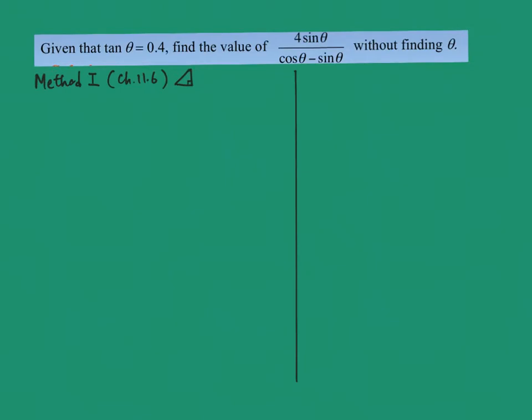I'm now going to use two different ways to solve this problem. For method 1, that is the method mentioned in chapter 11.6, by using a right-angled triangle. First of all, tangent theta equals 0.4, then I rewrite it into fraction form, so that I can identify the two sides easily. Now I draw a right-angled triangle with angle theta. By definition of tangent, tangent equals O over A, therefore the opposite side is 2 and the adjacent side is 5, just the ratio only. You can let them be multiples of 2 and 5.